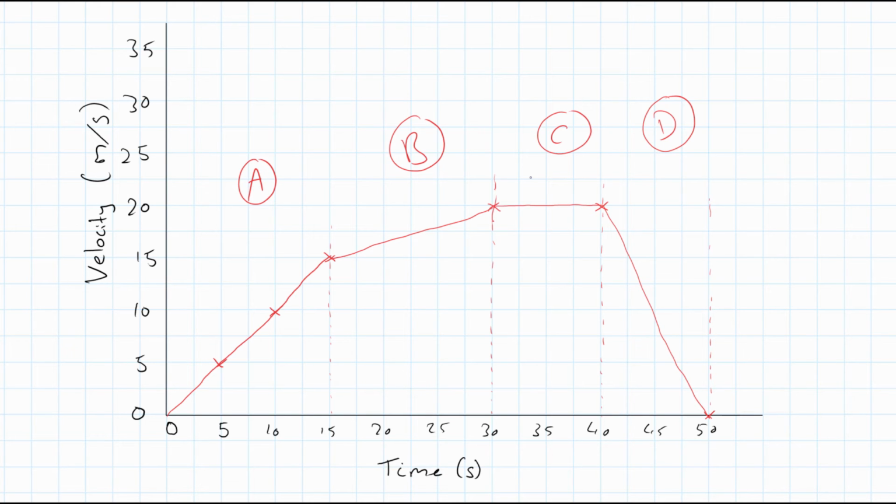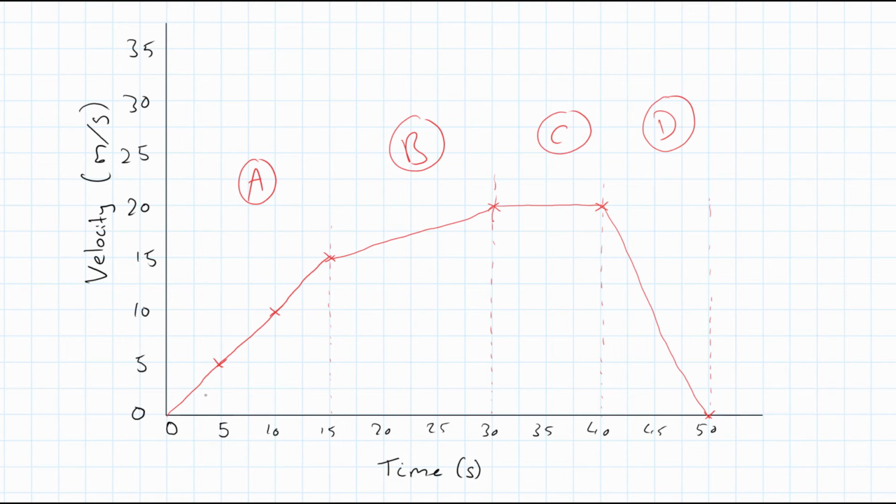Because if we have a line with a gradient like so, we wouldn't be working out the area of a rectangle anymore. This, to me, looks like a right-angled triangle. Part B, to me, looks like a trapezium. Okay, and part D looks like another right-angled triangle. So we can work out the distance on each one.